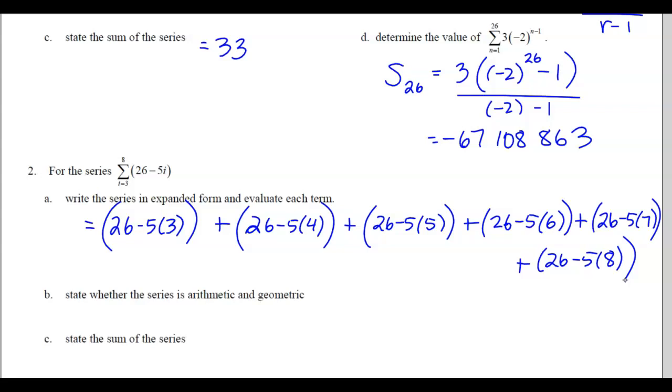All right, so now evaluate each term. So 26 minus 15 is 11. 26 minus 20 is 6. 26 minus 25 is 1. 26 minus 30 is negative 4. 26 minus 35 is negative 9. 26 minus 40 is negative 14.